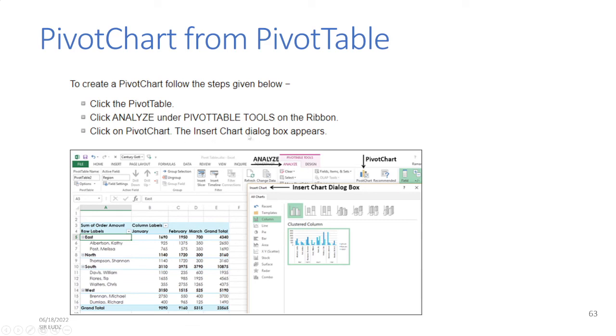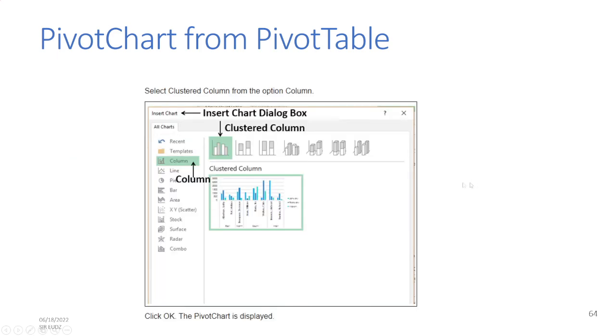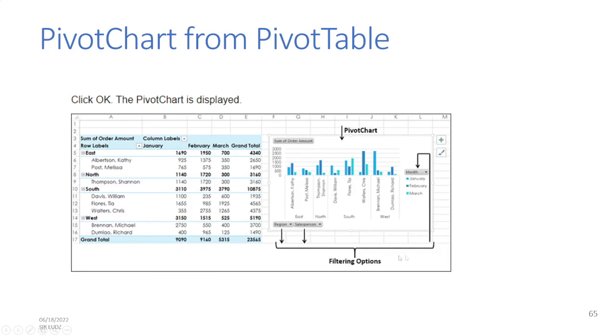The Insert Chart dialog appears. So this is the Insert Chart dialog box. Select the clustered column. So we have the clustered column from the options. Click OK, and the pivot chart is displayed. So this is our pivot chart, and we have here our filtering options.